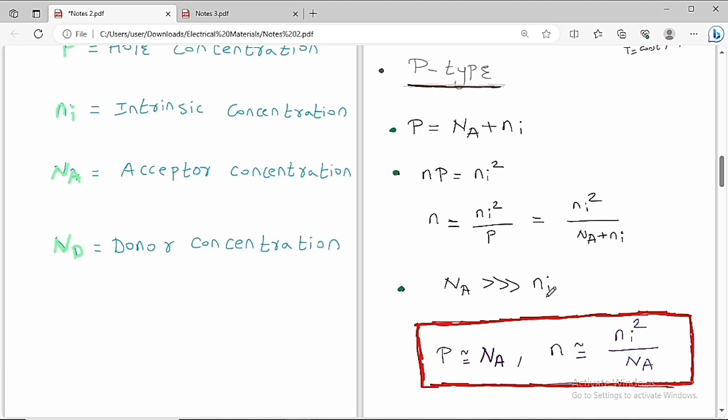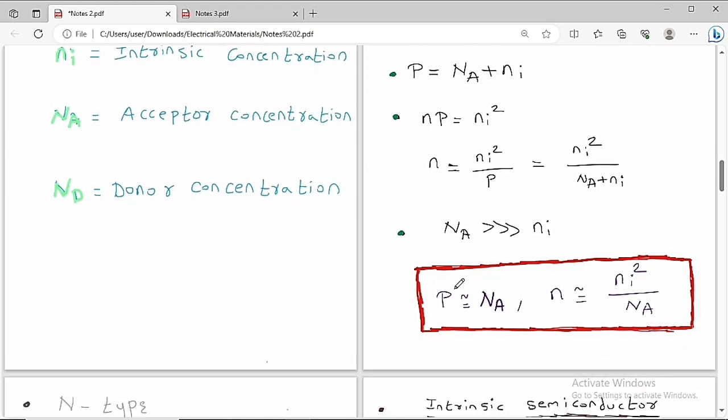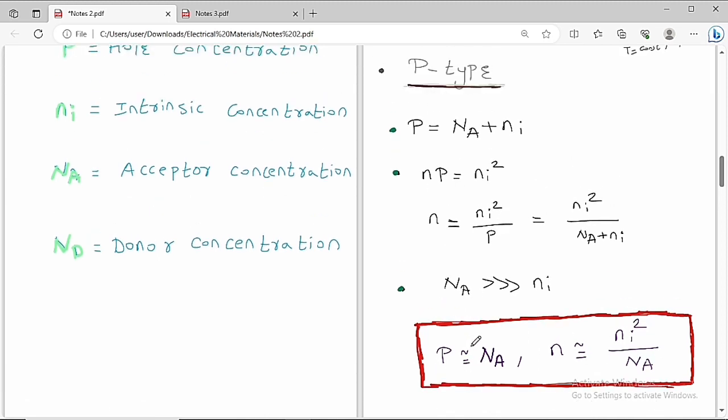So because of this, what is going to happen? Na plus ni is approximately equal to Na, so I can simplify it. Finally, N is approximately equal to ni square by Na. So N is approximately equal to ni square by Na. Therefore, I can say P is the hole concentration in the case of the P-type semiconductor, and N is the electron concentration in the case of the P-type semiconductor.